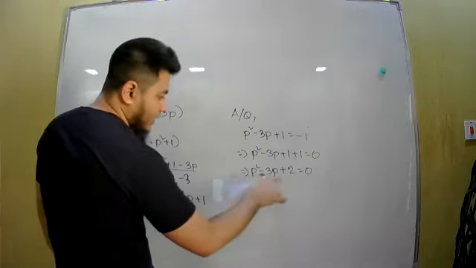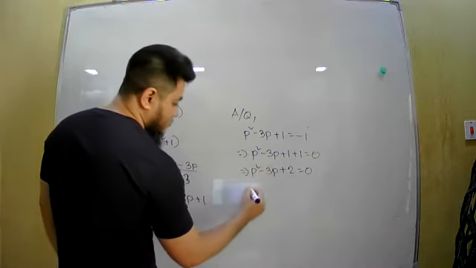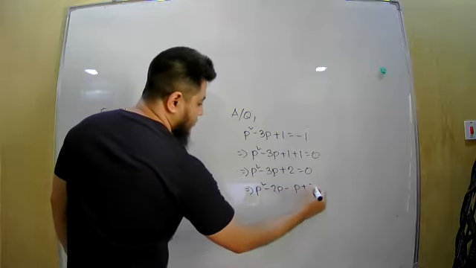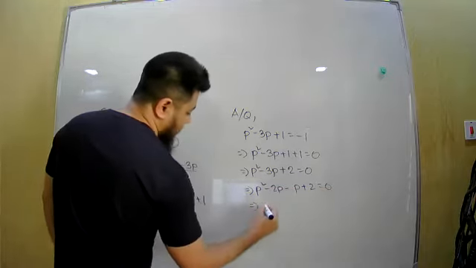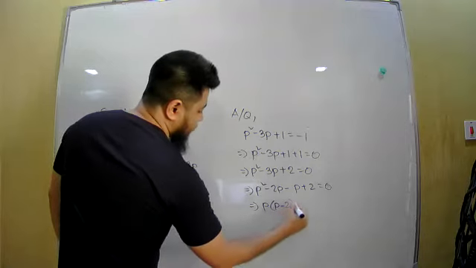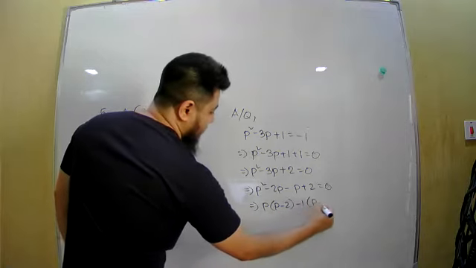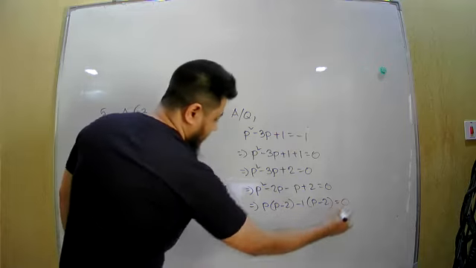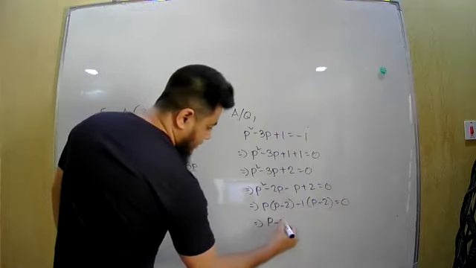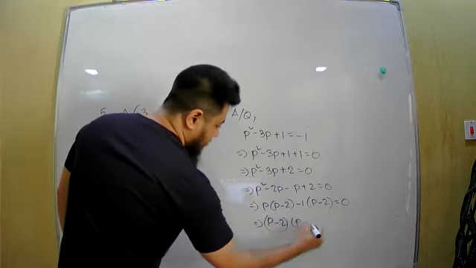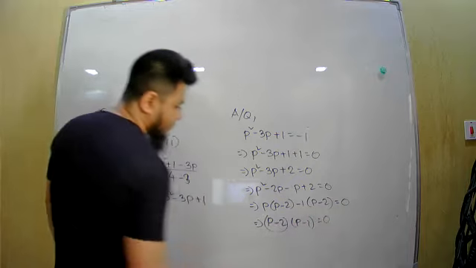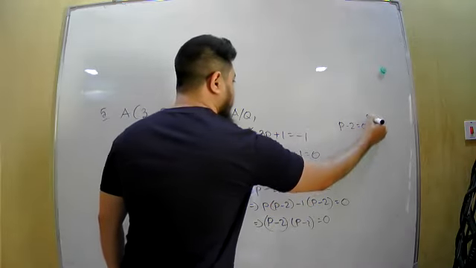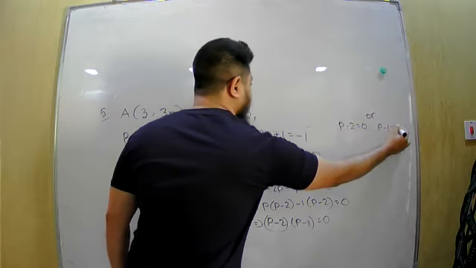So again, 2 is 1 times 2, and 1 plus 2 is 3. Factoring the middle term: p square minus 2p minus p plus 2 is equal to 0. Taking p minus 2 common; as I'm taking minus common, this plus will become minus. So p minus 2 into p minus 1 is equal to 0. From here, what can you write? p minus 2 is equal to 0 or p minus 1 is equal to 0.